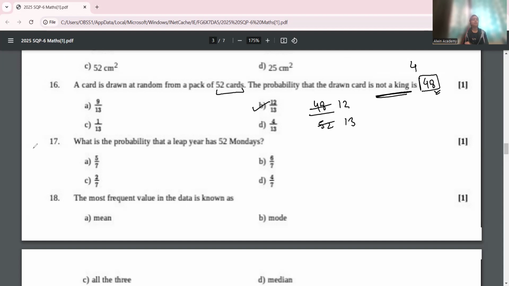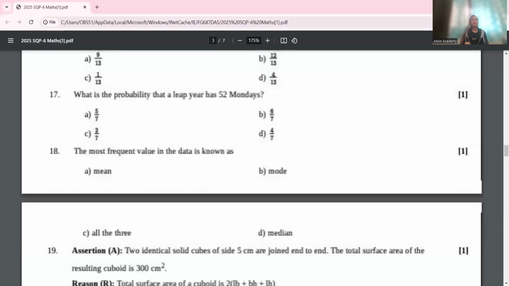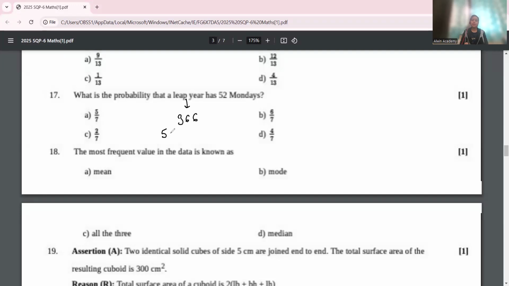Going to the next question, what is the probability that a leap year has 52 Mondays? Now, a leap year has 366 days, which means it has 52 weeks plus 2 days. Now, for these 52 weeks, there are going to be 52 Mondays. What we need is that these 2 extra days should not have any Monday. Now, these are 2 consecutive days, so they have 7 possibilities.